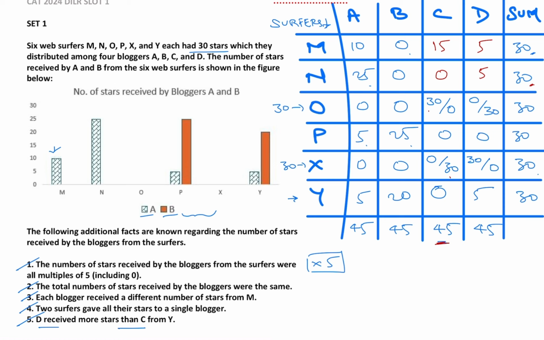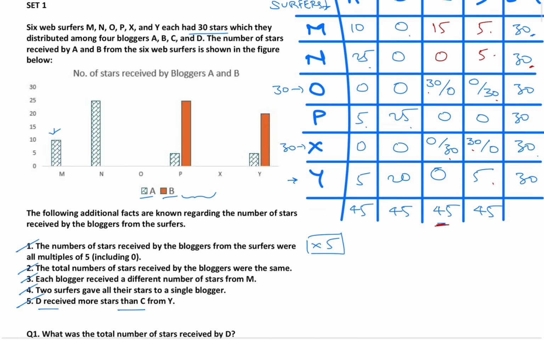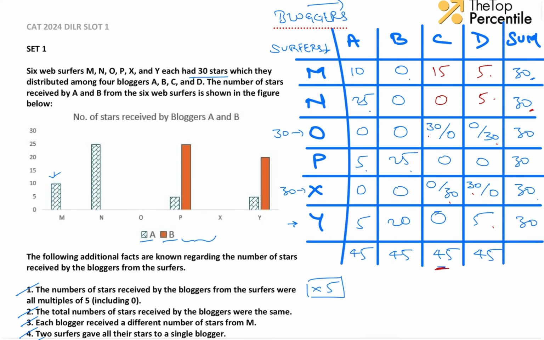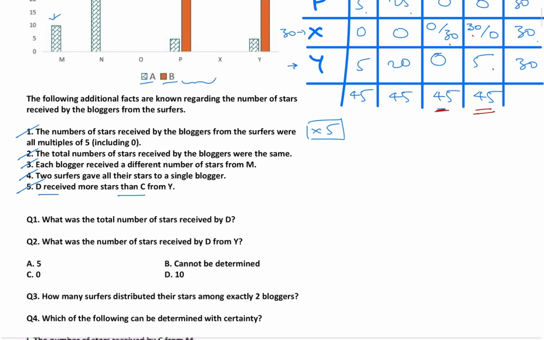Okay. So now I have 15 and 30 can be either from X and O. If I have 5, 5 and 5, which is 15, again 30 can be from either. So I cannot reduce these cases further. So let's move on to the questions. So question number 1 says, what was the total number of stars received by D? So let's go back to our table. The total number of stars, so this is our D, total number of stars received by D is 45. So I have my first answer here. This will be 45. So the first question is taken care of.